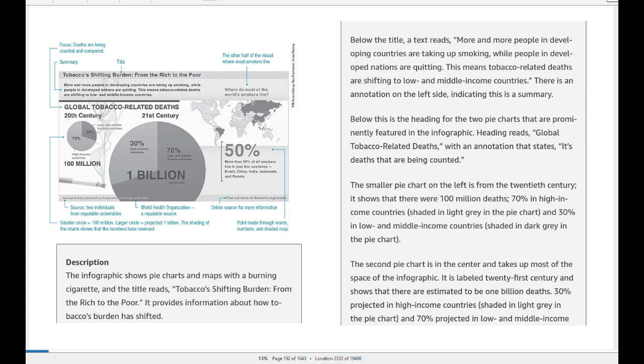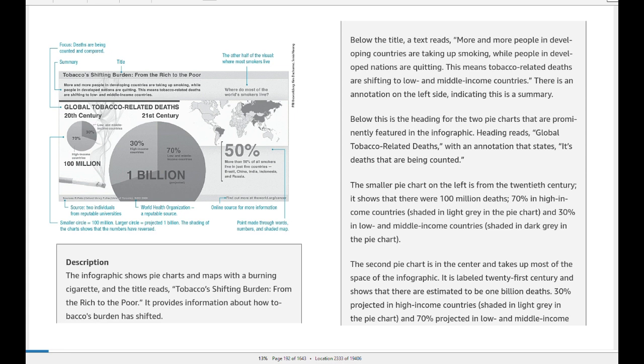The smaller pie chart on the left is from the 20th century. It shows that there were 100 million deaths, 70% in high-income countries, shaded in the light gray on the pie chart, and 30% in low to middle-income countries, shaded in dark gray on the pie chart.